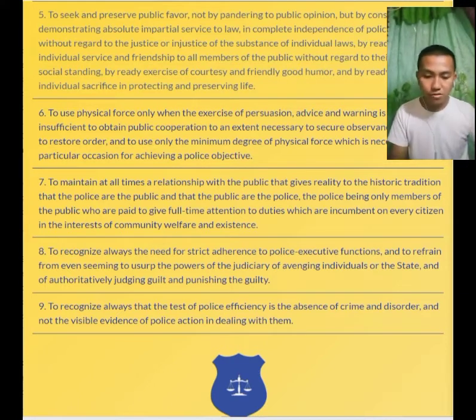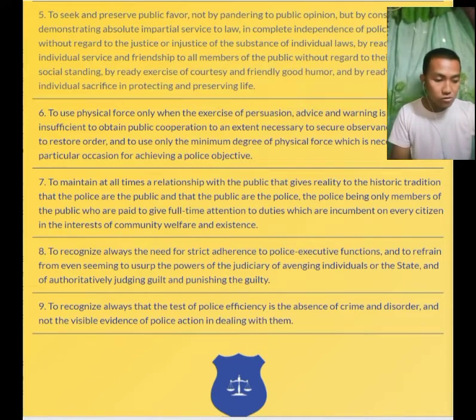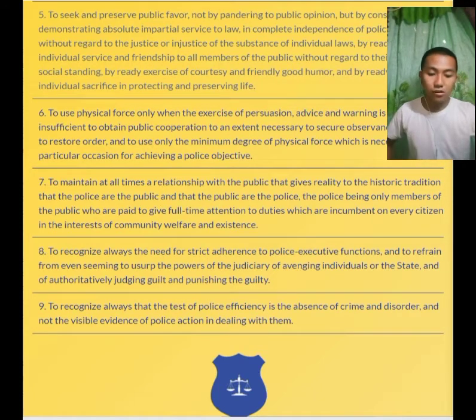So number six, we have here to use physical force only when the exercise of persuasion, advice and warning is found to be insufficient to obtain public cooperation to the extent necessary to secure observance of laws or to restore order, and to use only the minimum degree of physical force which is necessary on any particular occasion for achieving a police objective.